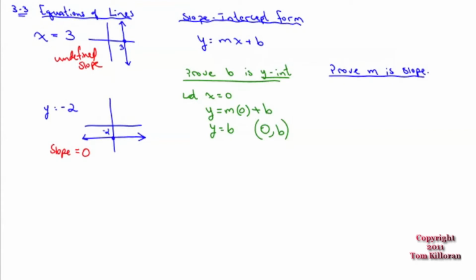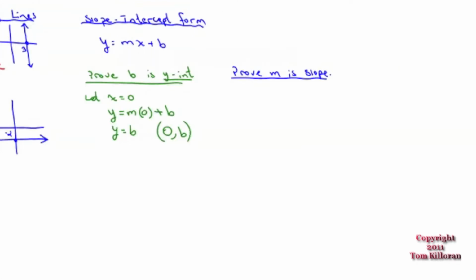I have to prove that m is the slope of a line in the form y equals mx plus b. How do you find the slope of a line? The formula. So we're going to start off with y2 minus y1 over x2 minus x1. All right. And I want to prove that m is the slope of this line.